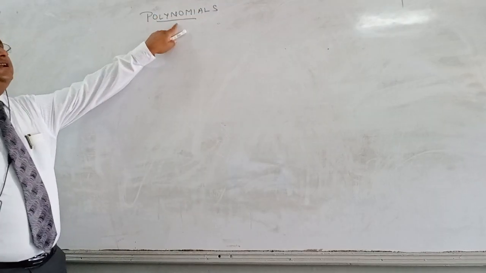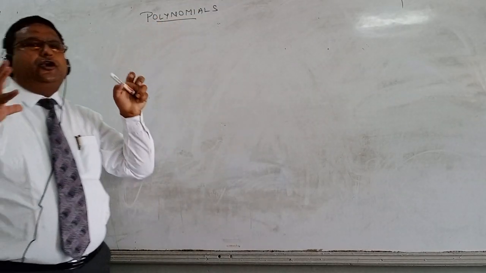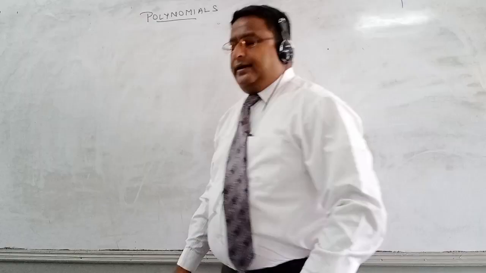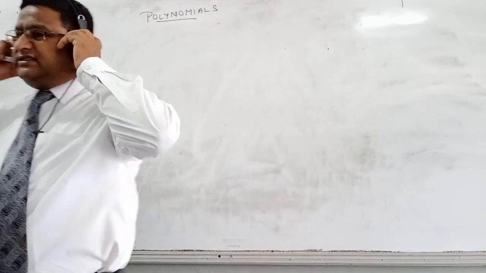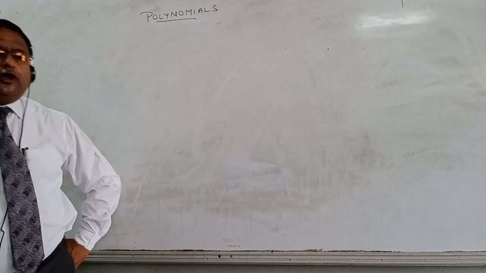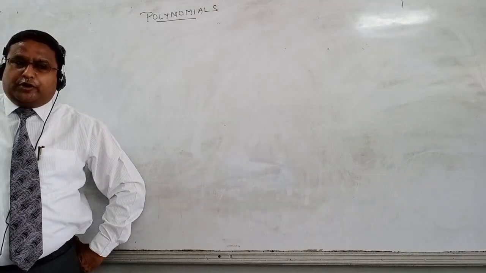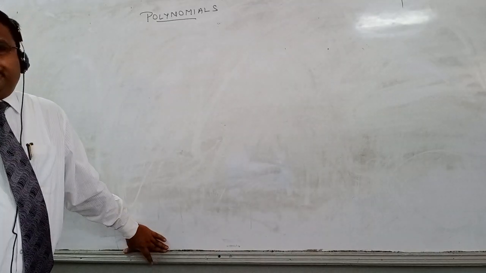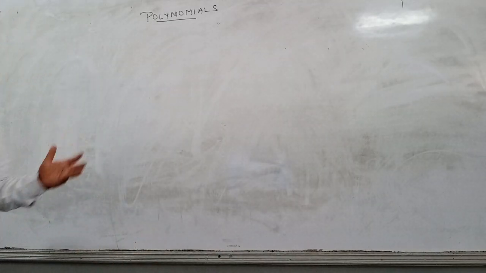Polynomials. As we discussed in class 9, what is a polynomial? A polynomial is a combination of constant and variable. Correct? Now, in 9th class, we discussed factorization of polynomials and the zeros of a polynomial. Here also, we are going to discuss the zeros of the polynomial. Clear?